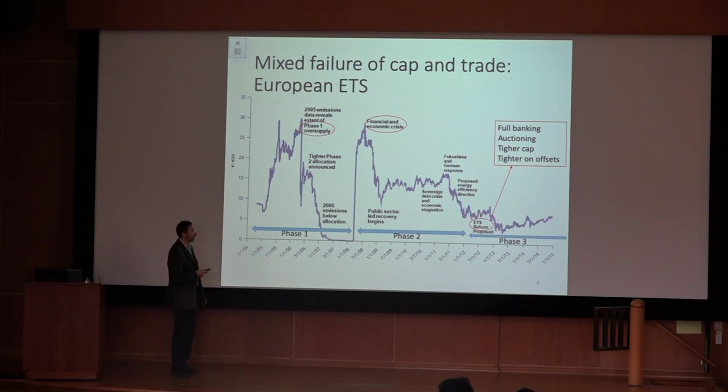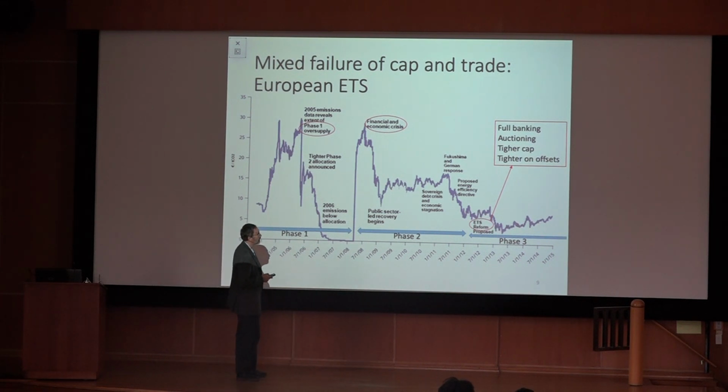So things started again in the second phase, and they said, okay, we'll be a bit tighter on the amount of permits, but then boom, there was the big recession, and so another collapse in the price because the demand for permits collapsed, and so that was another sobering situation. And so the price has remained slow until in phase 3, they started to think a bit higher, a bit more seriously about that.